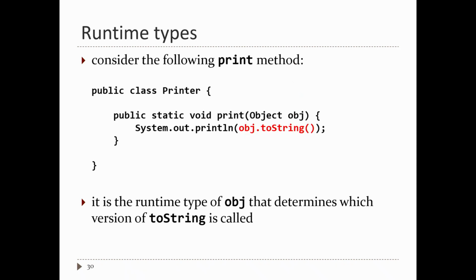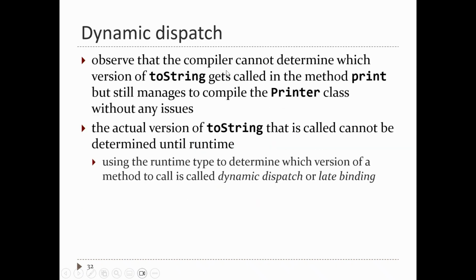Someone can write a program that passes in a string. Somebody else can write a program that passes in a date. Someone else can write a program that passes in one of their own objects. The compiler has no idea what type is getting passed in here. So the compiler can't determine which version of toString to call. The actual version of toString that gets called can't be determined until you actually run the program.